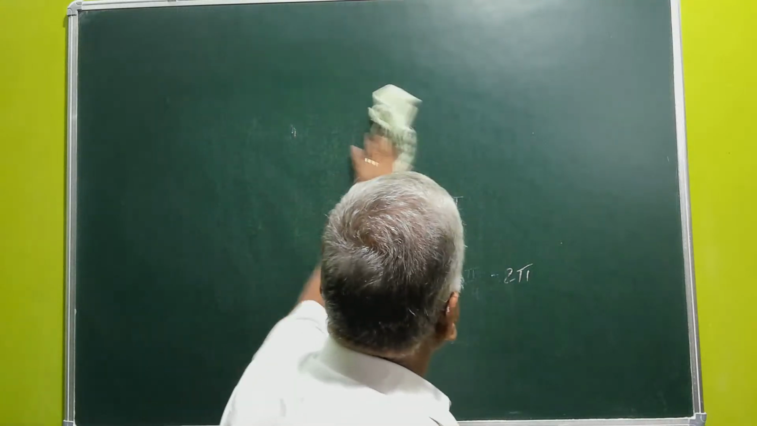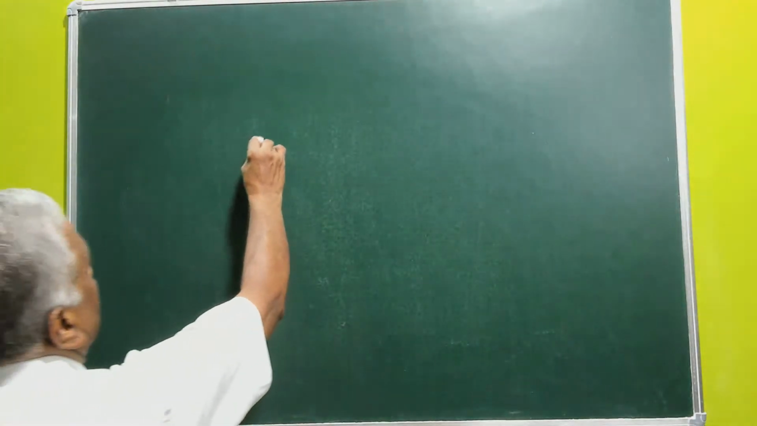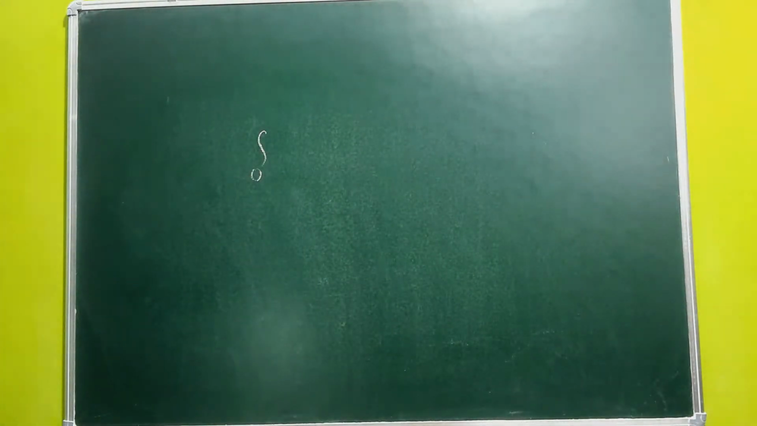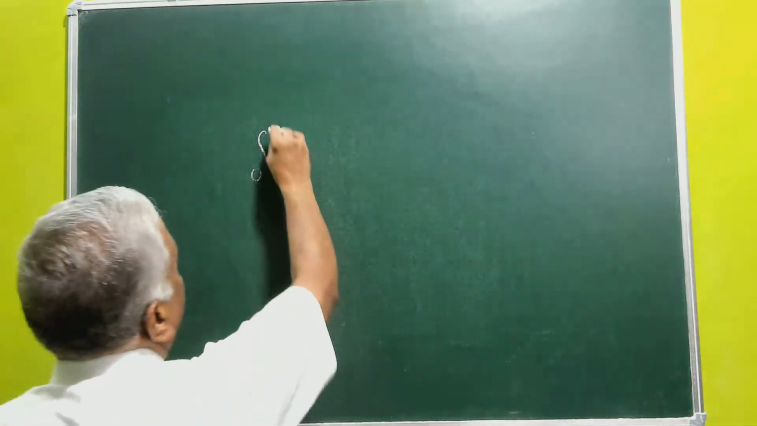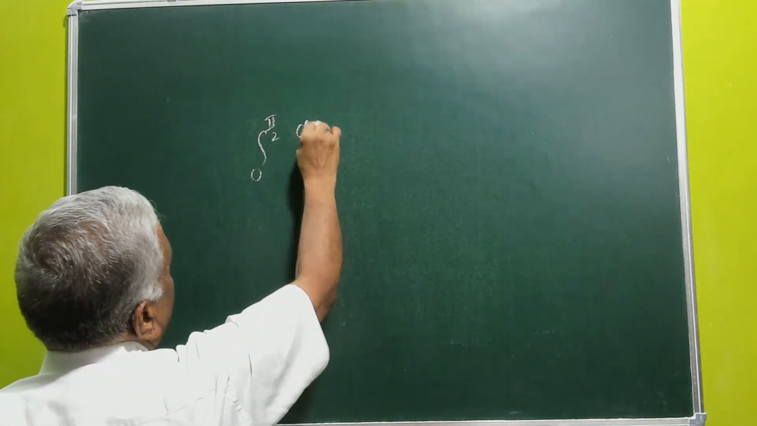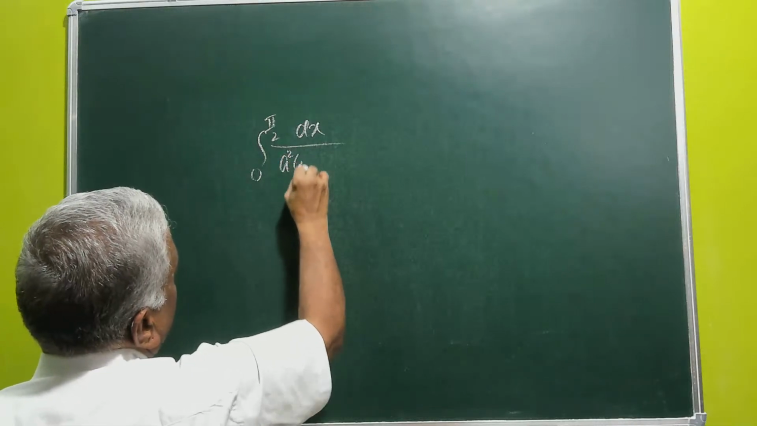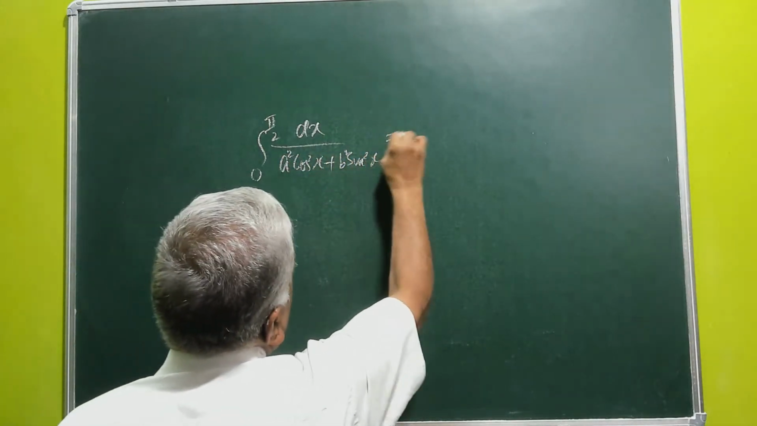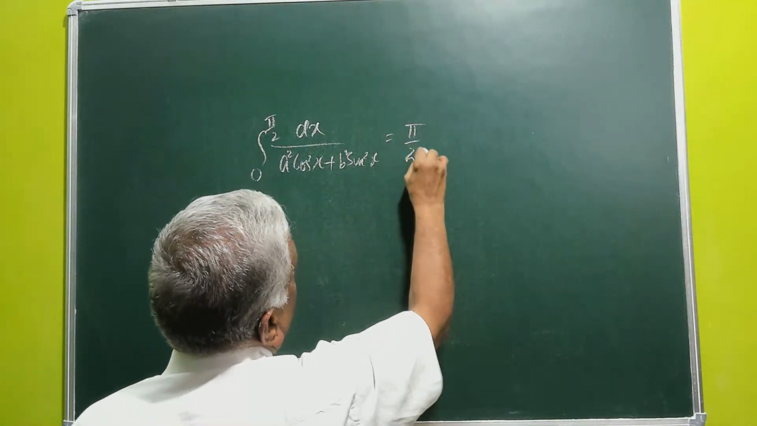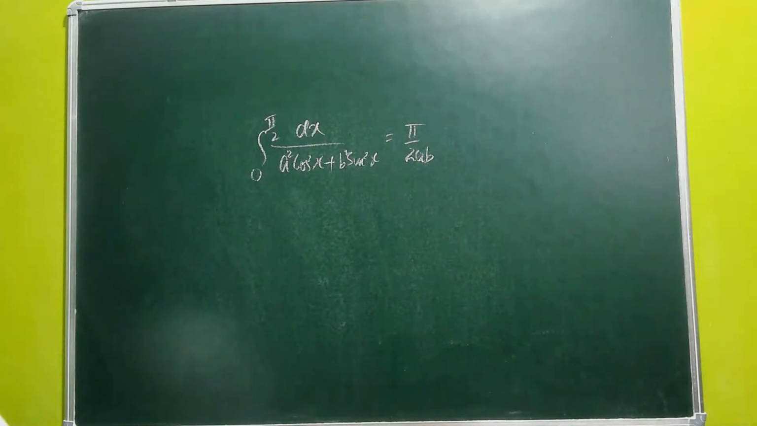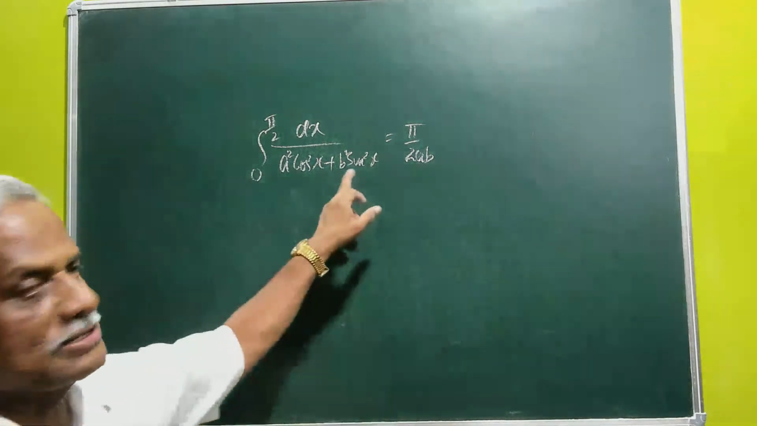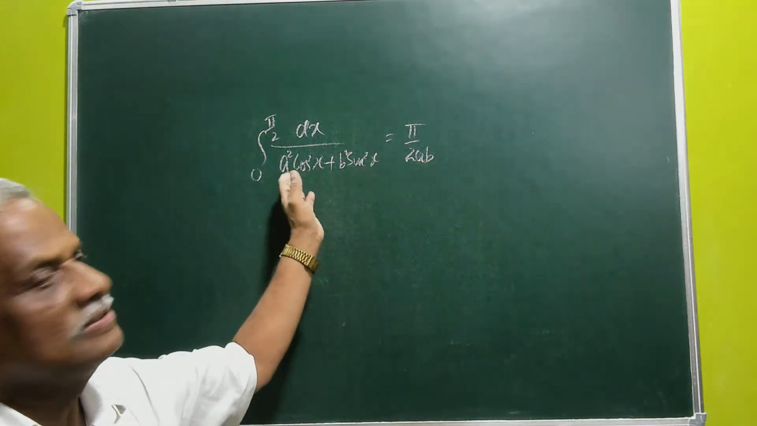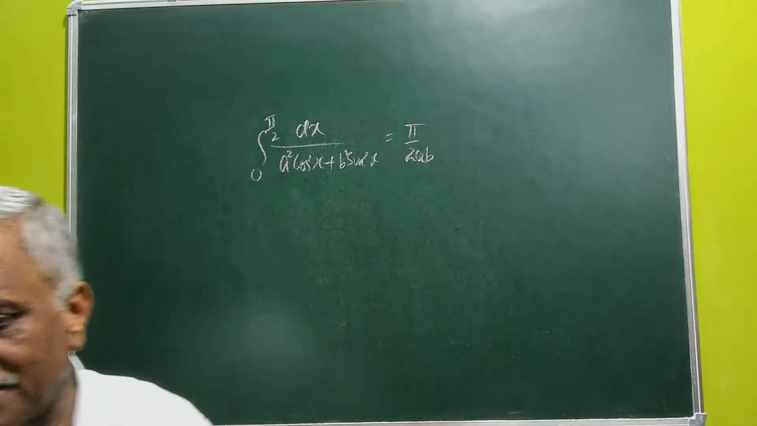Some more formulas we need to remember. These are all standard formulas. 0 to pi by 2, dx over a square cos square x plus b square sin square x. Remember, the answer is pi over 2ab. Just supposing we are given a square as 16 and b square as 25. So a is 4 and b is 5, we can substitute and get the solution.